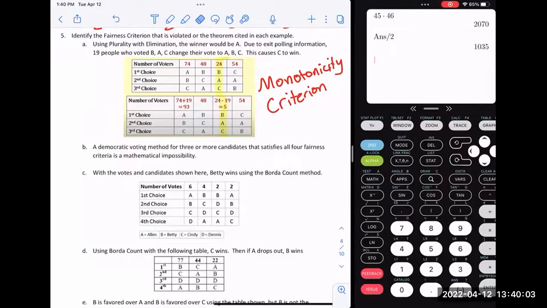All right, so B says a democratic voting method for 3 or more candidates that satisfies all 4 fairness criteria is a mathematical impossibility. That is just Kenneth Arrow's theorem. So this is just the theorem that has been proven. It's called Arrow's impossibility theorem. It just says what I talked about previously. There is no perfect voting method.